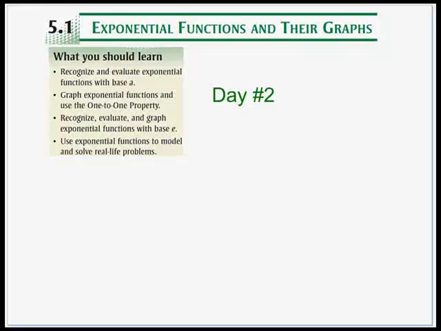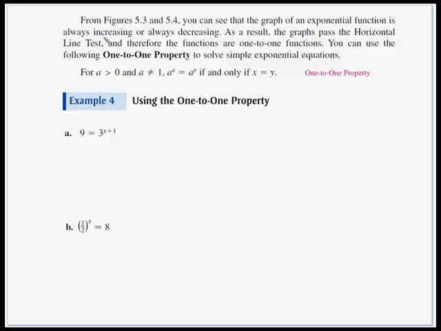Okay, in this video we're going to finish up section 5.1, exponential functions and their graphs. And today our main focus is going to be on the one-to-one property and our very special base e. So, from figures 5.3 and 5.4, you can see an exponential function is always increasing or decreasing. I can't remember if 5.3 and 5.4 were on the last video or not.